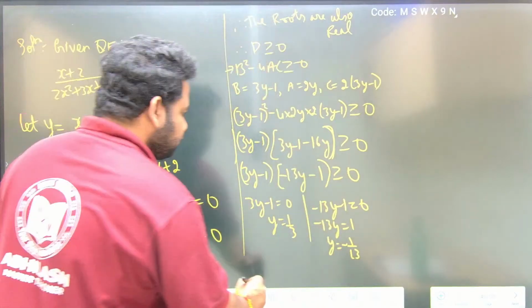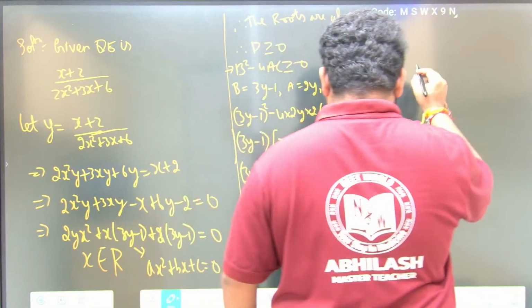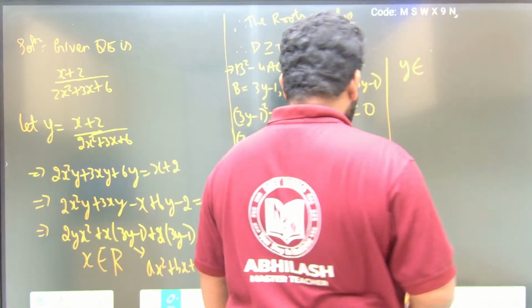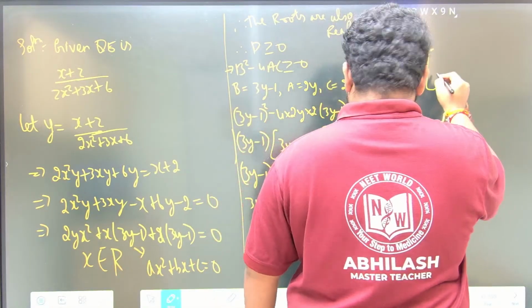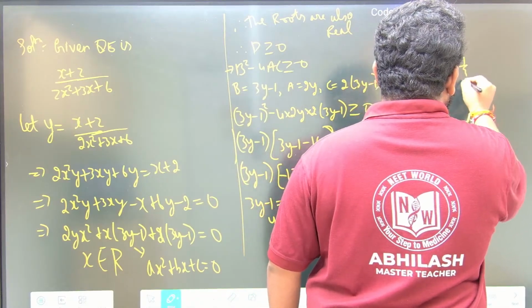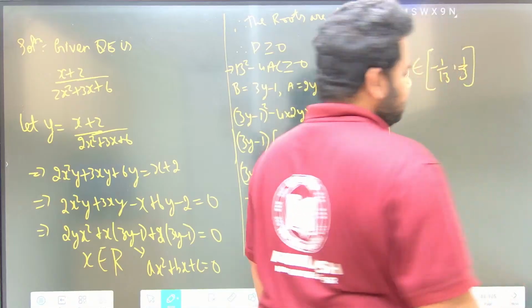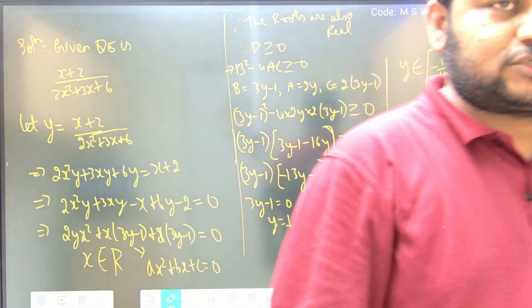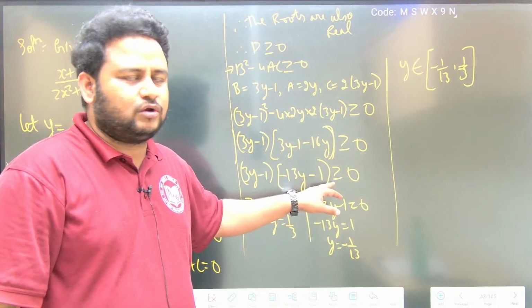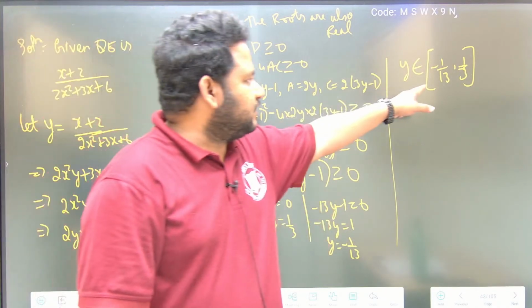Therefore, y belongs to, first the lower value, minus 1 by 13, comma 1 by 3. It is a closed bracket because this is greater than or equal to 0 only. So y belongs to minus 1 by 13, comma 1 by 3.